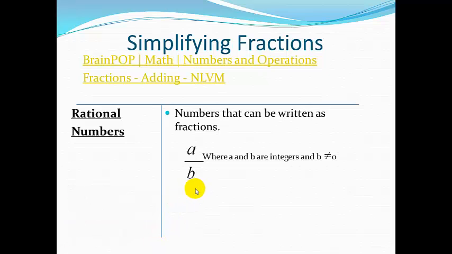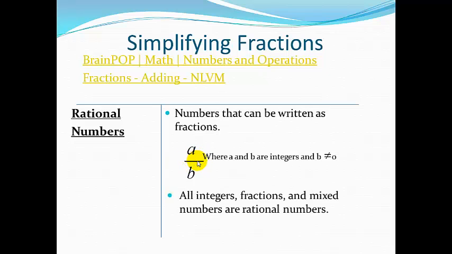Okay. So notice here our denominator, it says b cannot equal 0. This means cannot. So we talked about in the last chapter about how you can never divide by 0. So just like you can't divide by 0, you would never have a denominator that is 0. And this fraction bar also means dividing. So all integers, fractions, and mixed numbers are what we consider rational numbers. Let me just underline that.